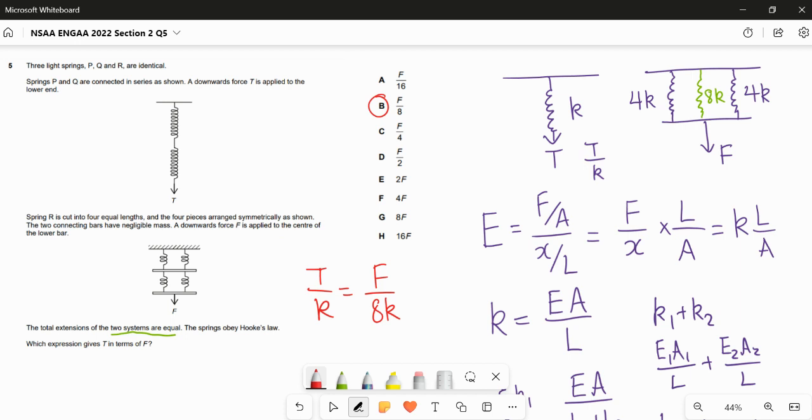Hopefully you found that useful. Using K equals EA over L can help simplify so many questions in NSAA and ENGAA. Instead of remembering the rules for how to add springs in series and parallel, I tend to find this is quite useful, at least giving some insight into how these equations work.